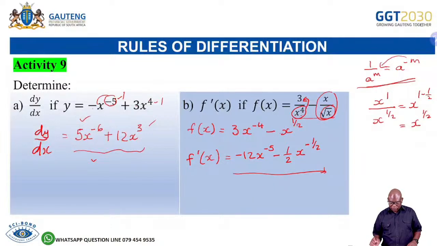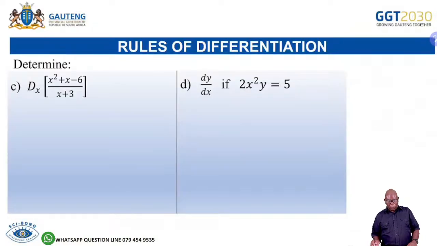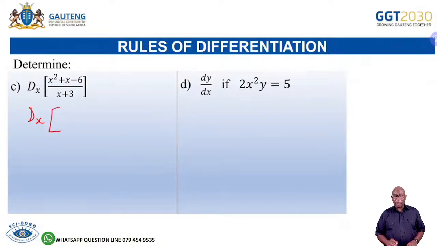All right, now here is another challenge where we see learners making a lot of mistakes. First of all, we cannot differentiate when we have a denominator in there. We cannot differentiate. So what should we do here first? We need to first simplify. Now in this case, there's an easy way out here, I can see, because I can see that what is on top there can be factorized.